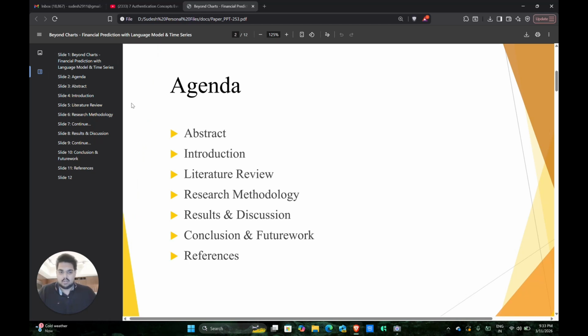So the agenda for this presentation is that I'll be going over some background in the abstract. Then I'll introduce the exact problem I've solved in this paper. Then the literature review, where I'll be discussing some of the literature which I went through, the most important ones. Then the research methodology I followed, then some discussion on the results, and the conclusion and future work which I propose for this paper, and finally the references.